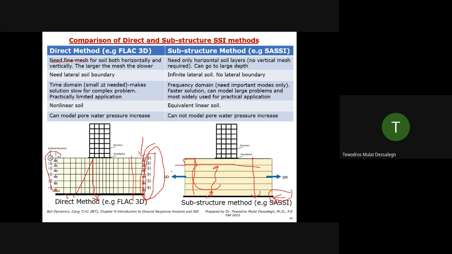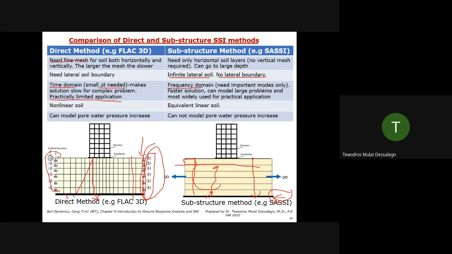Here you don't need a free field boundary. It's infinite lateral soil. No lateral boundary is required. In the direct method, the time domain is used in the solution. A small delta T is needed, about 10 raised to minus 6. That makes the solution slow for complex problems, so it has practically limited application. But here it's the frequency domain.